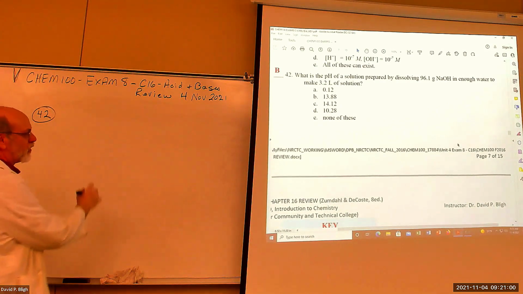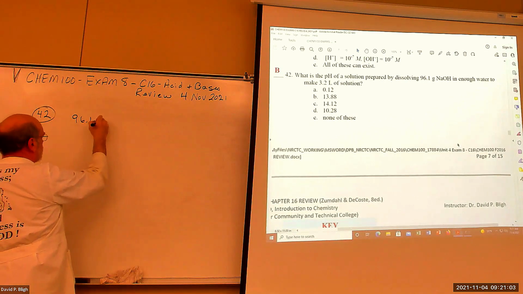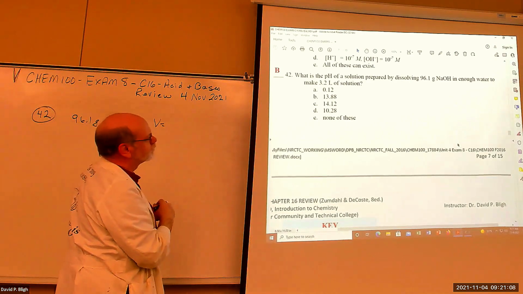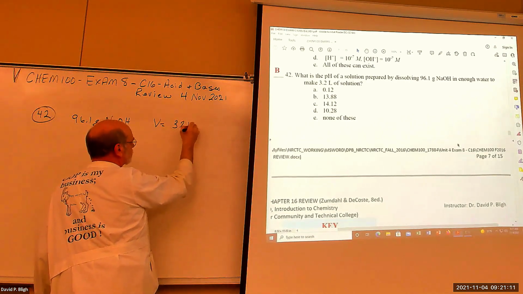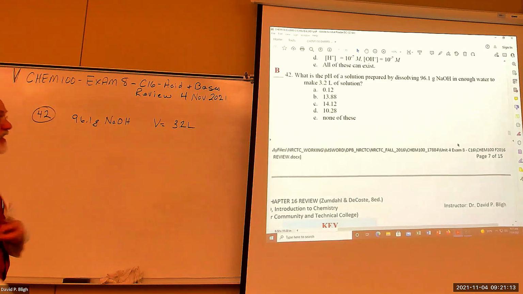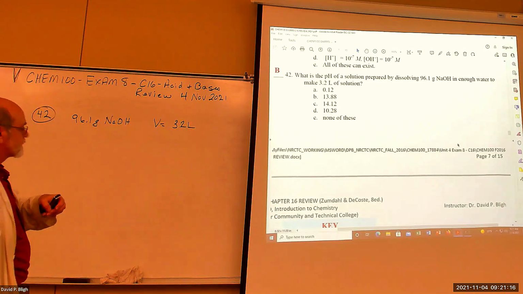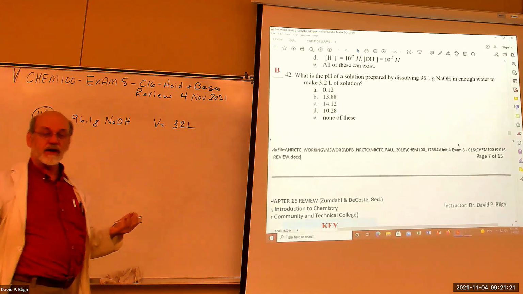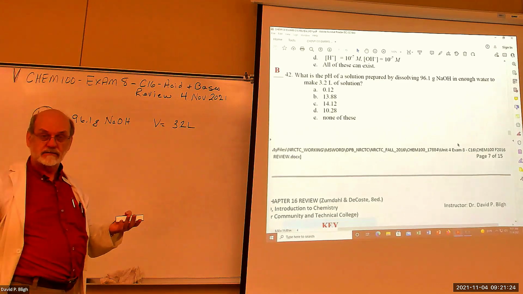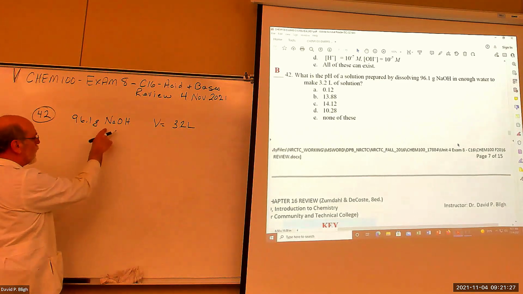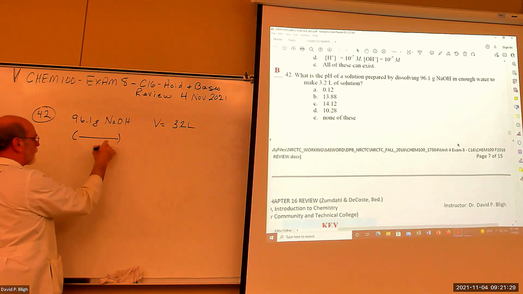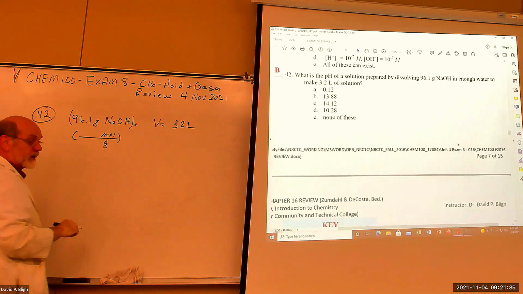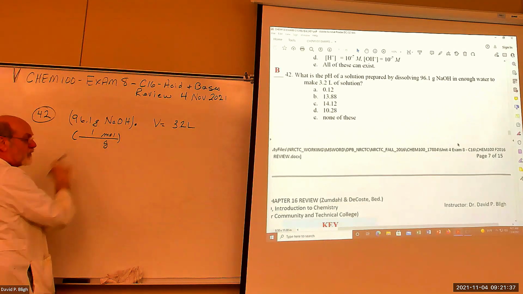All right, we're given 96.1 grams of sodium hydroxide and a final volume of 3.2 liters. So in order to calculate the pH, we need to know what's the hydrogen ion concentration. Or we could at the very least find out what the hydroxyl ion concentration is. We can do that first. We just need the moles of this. Right? We just need to divide by its molar mass.